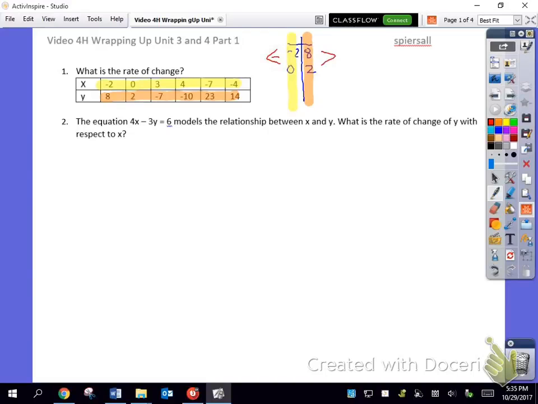So 0 minus -2 is a positive 2. 2 minus 8 is a -6. Bring that over, divide by 2, so -6 divided by 2 is a -3. So my slope, or my rate of change, is a -3.